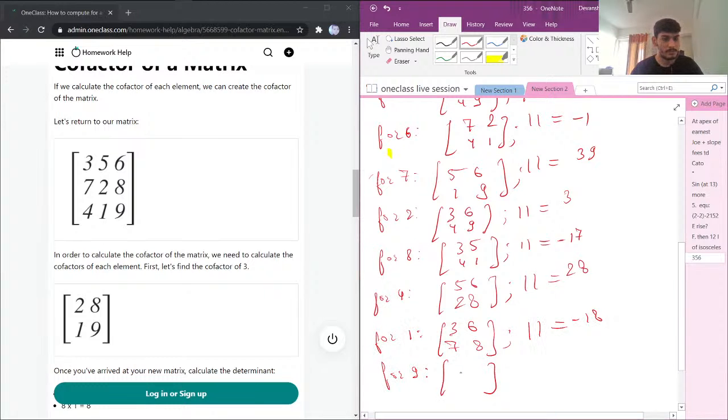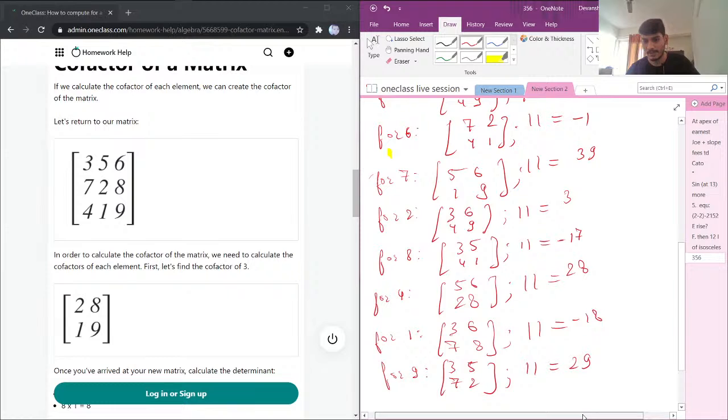For 9 we will be having 3, 5, 7, 2. So the determinant of 3, 5, 7, 2 is 3 times 2 is 6, minus 7 times 5 is 35. So this will be 29, I think. 35 minus 6, yeah, 29.